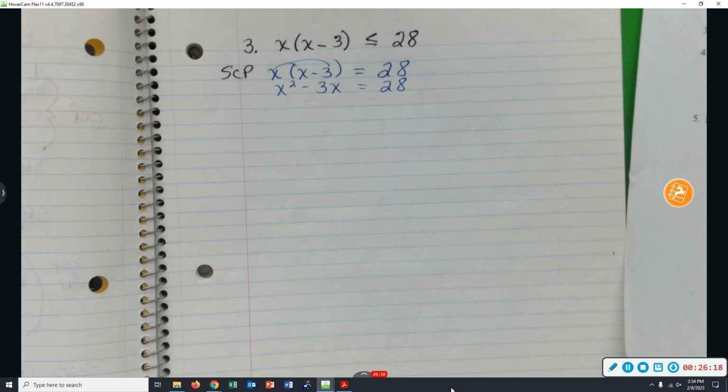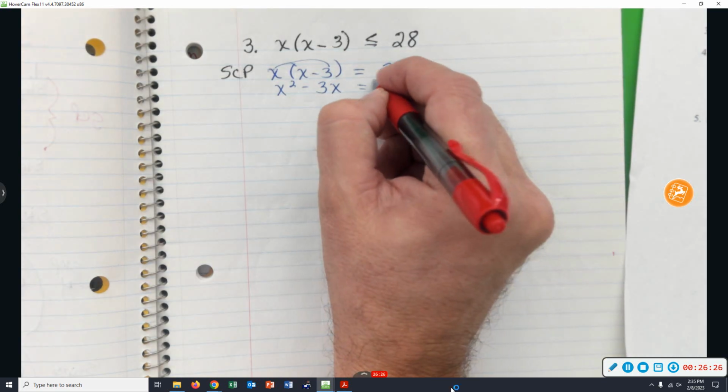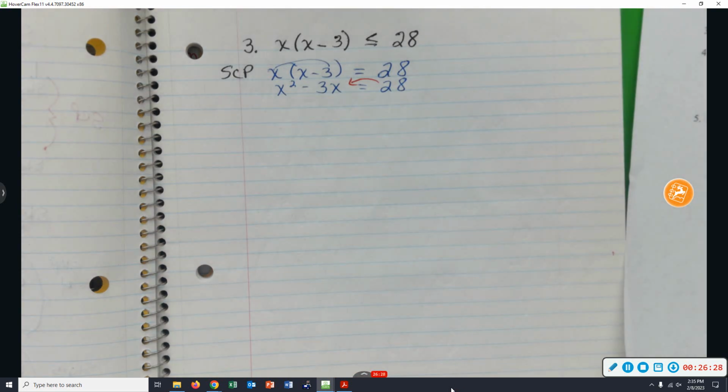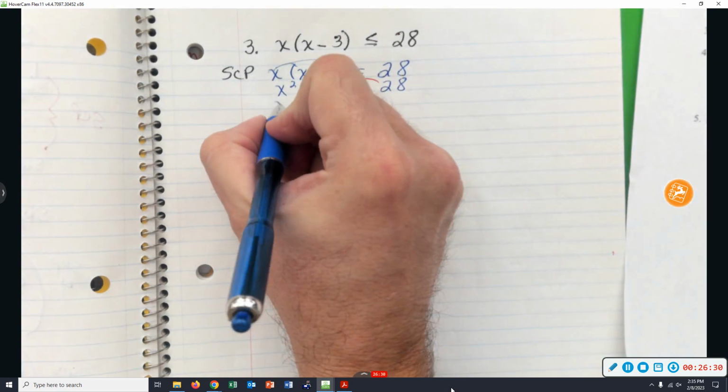There's only one correct next step. What is it? Whether you're going to solve it by factoring or the quadratic formula, you subtract 28. Did y'all hear that? Move that 28 over by subtracting 28 from each side.